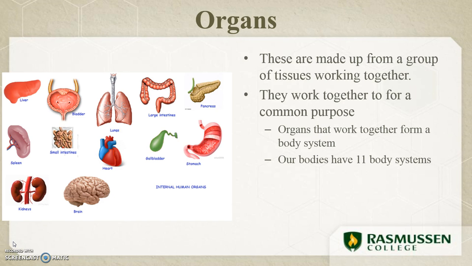Organs that work together form a body system, and the body systems we have are the integumentary, or the skin, skeletal, muscular, nervous, endocrine, cardiovascular, blood and lymphatic, respiratory, digestive, urinary, and reproductive. All body systems work together in order to maintain and support homeostasis in our bodies. Homeostasis just means that the body is in balance, or in equilibrium with itself.